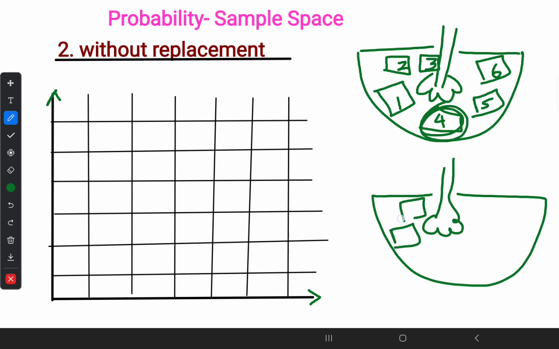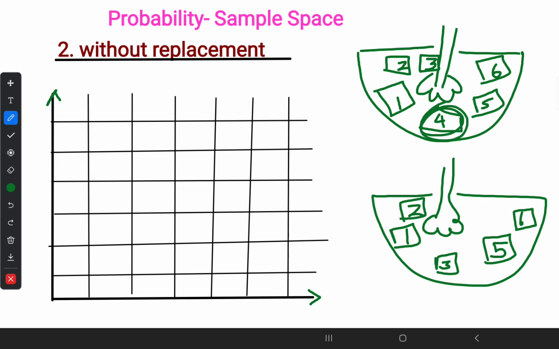Now, there is no number 4 card still in that box because you have taken that one out and kept it with you. So when you enter your hand inside the box again, you will not find any number 4 card. So you can have only 5 cards from 1, 2, 3, 5, and 6. These questions are called without replacement.